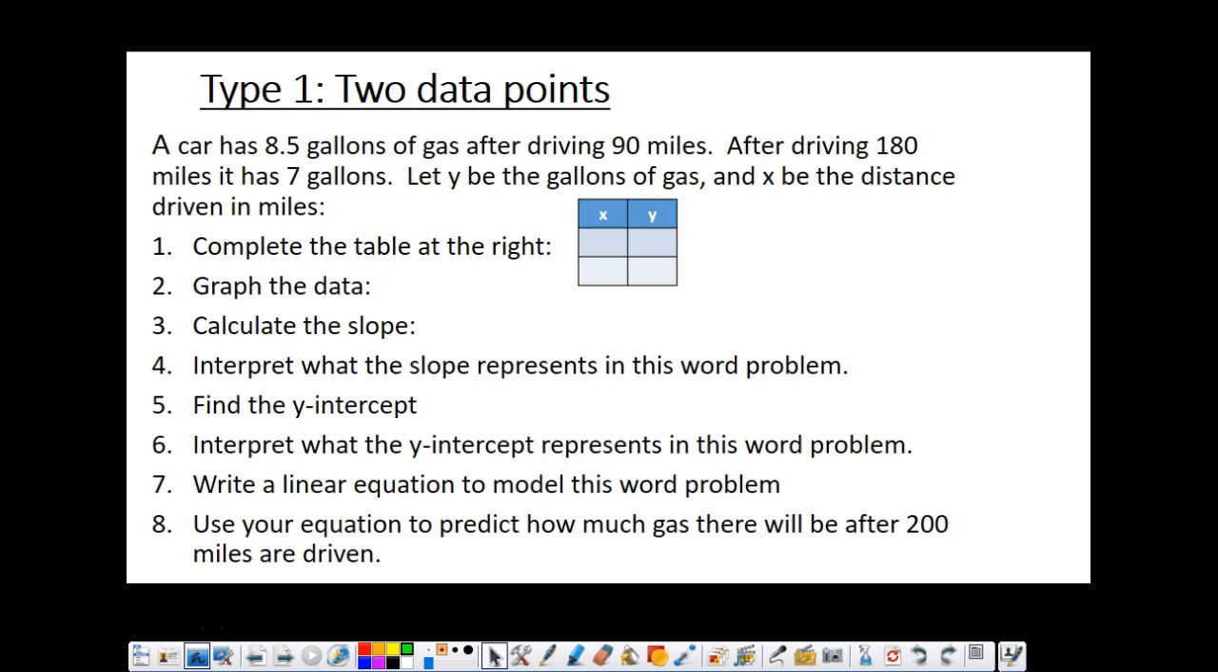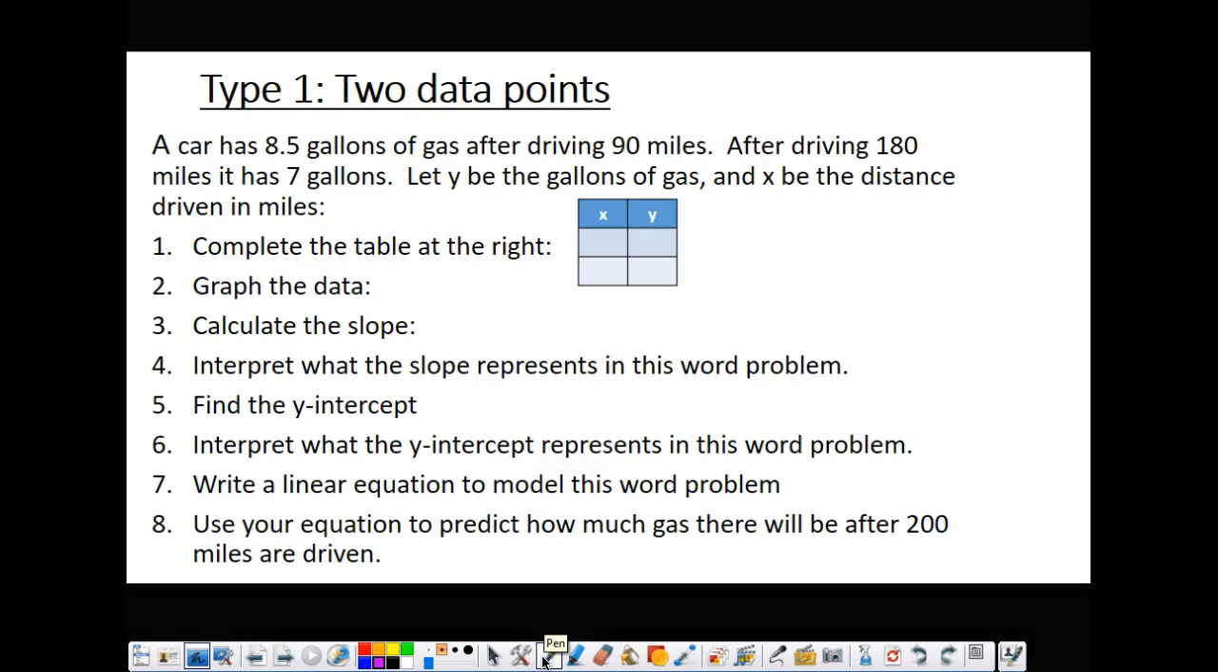So let's read it. Let's suppose that a car has 8.5 gallons of gas after driving 90 miles. So there's that much gas left in the tank after it's driven 90 miles. So we're assuming it started full, right? We don't know that. Then it says after driving 180 miles, it has 7 gallons. For every 90 miles, it goes down 1.5 gallons. Yeah. That's good math.